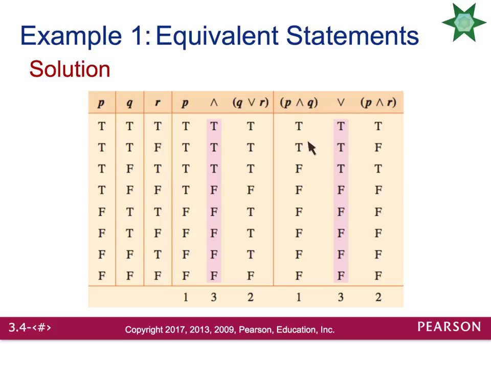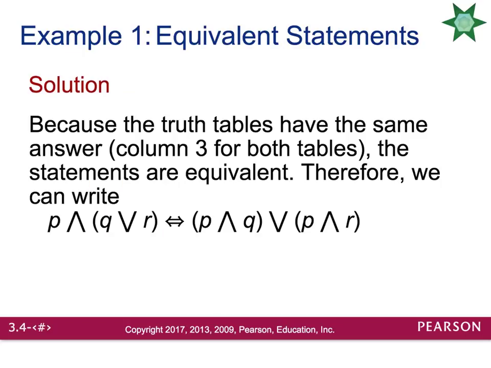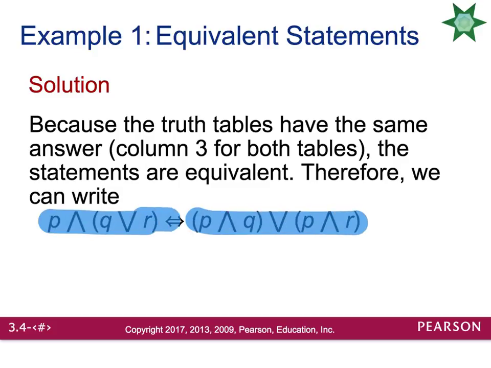Now we just compare them to see if they're the same. True, true, true, false, false, false, false, false. So we see that those are equivalent statements, that they're the same for every possible combination. And because of that, this statement is equivalent to this statement. So we have that little double arrow thing, which means those are equivalent statements. They're true for any possible combinations of P, Q, and R truth values.